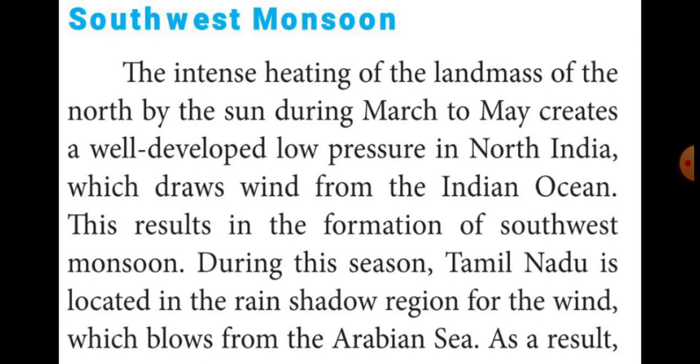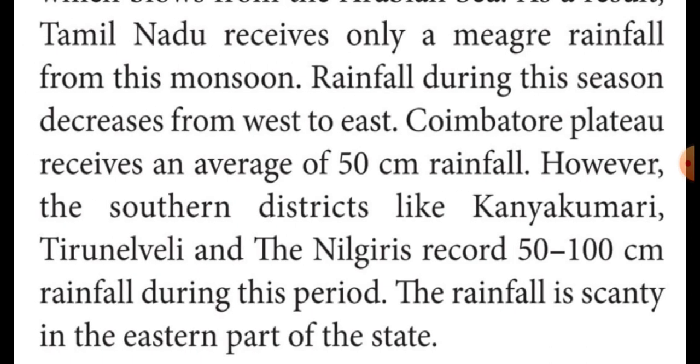Okay. Then rainfall during this season decreases from west to east. Mainly, Coimbatore Plateau receives an average of 50 centimeter rainfall. Some of the southern districts like Kanyakumari, Tirunelveli and Nilgiri districts receive 50 to 100 centimeter rainfall during this particular period. Then the eastern part of the state gets very scanty rainfall. Scanty means very low rainfall.